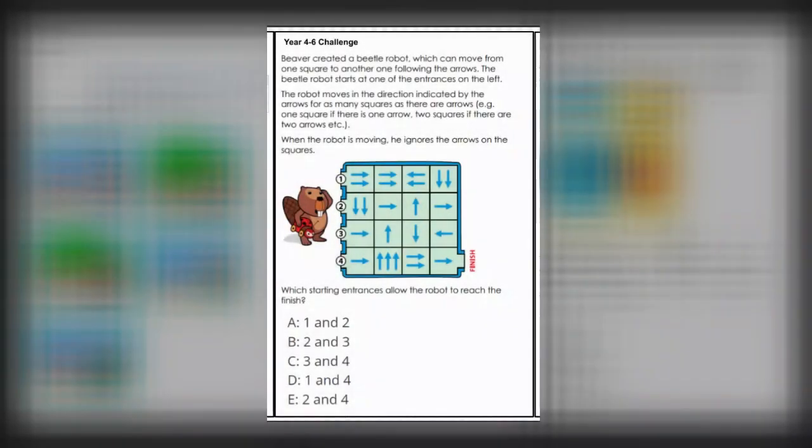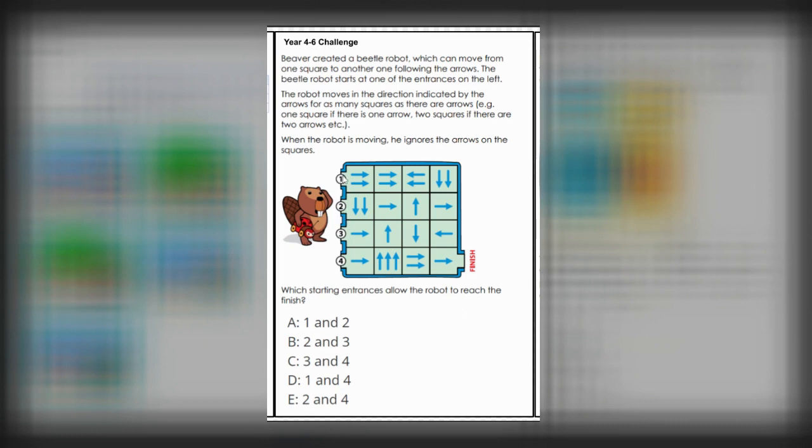Our Year 4 to 6 challenge was Beaver created a beetle robot which can move from one square to another following the arrows. The beetle robot starts at one of the entrances on the left. The robot moves in the direction indicated by the arrows for as many squares as there are arrows. For example, 1 square if there is 1 arrow, 2 squares if there are 2 arrows, etc. When the robot is moving, he ignores the arrows on the squares. Which starting entrances allow the robot to reach the finish?